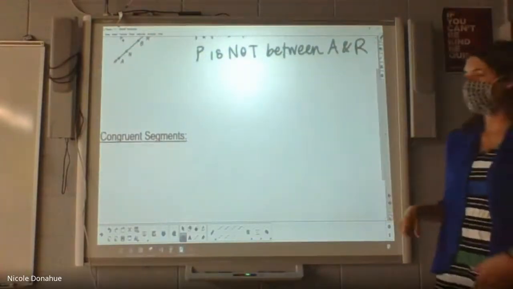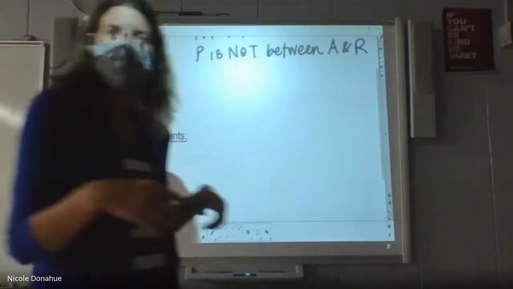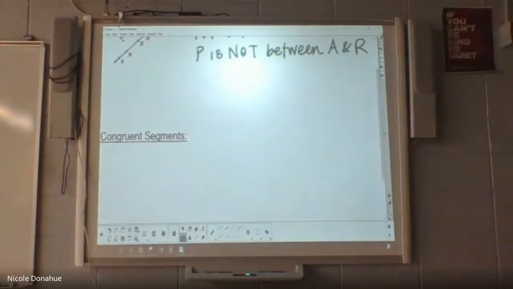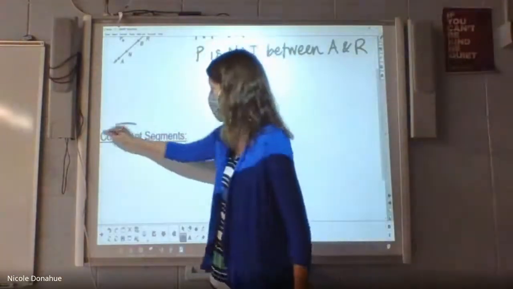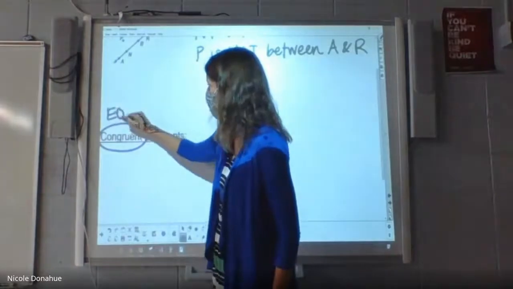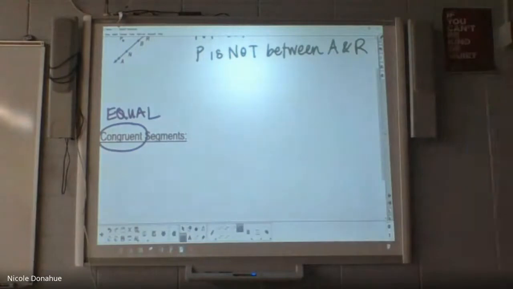All right, so next vocab word, we're going to talk about congruent segments. The word congruent is a geometry word. I don't know why the algebra people and the geometry people didn't get together and use the same words. Does anyone know what congruent means? Congruent means the same thing as equal. I don't know why they just don't use equal, but maybe geometry and algebra were figured out in different parts of the world when communication wasn't great. So congruent segments are equal segments.